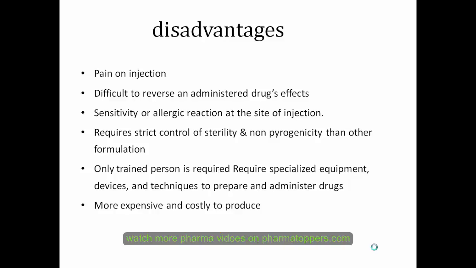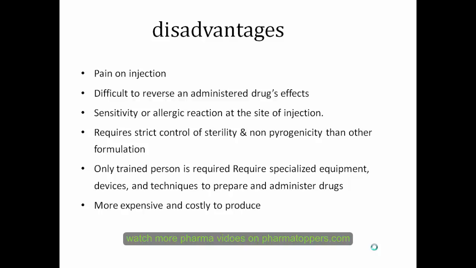And there are certain disadvantages, like pain at the site of injection, mainly with oily injections, which show more pain than aqueous solutions or aqueous vehicles, or sensitivity or allergic reaction. These are the most common problems that occur after administration of parenterals. The drug's effects are difficult to reverse once administered, and it requires strict control of sterility and non-pyrogenicity compared to other formulations.